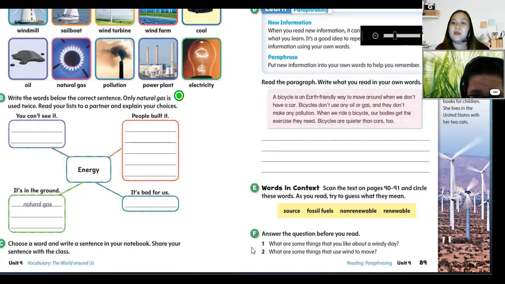And how about the second question? What are some things that use wind to move? It's the air. The air? It's wind music. Windmill? Yes, a windmill uses wind to move. Okay, so Dory, we will check that one later.